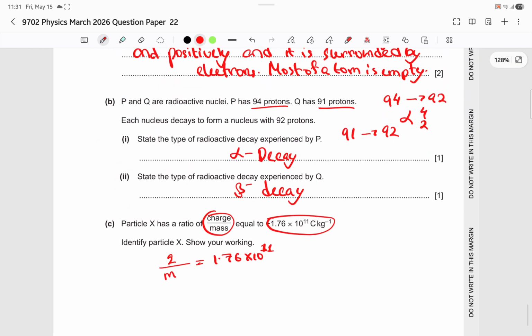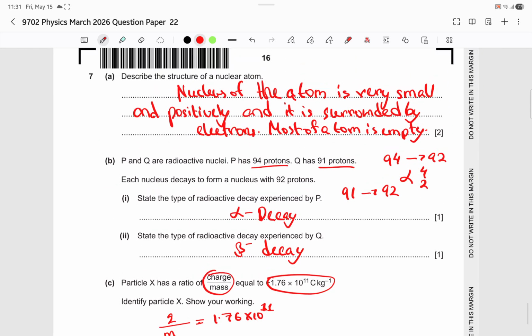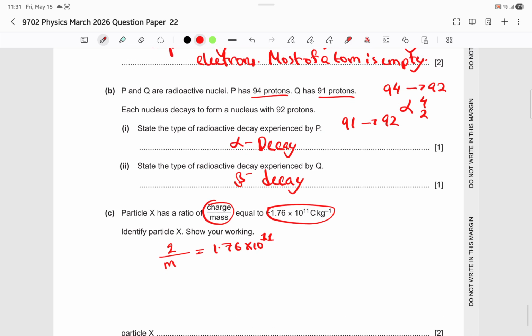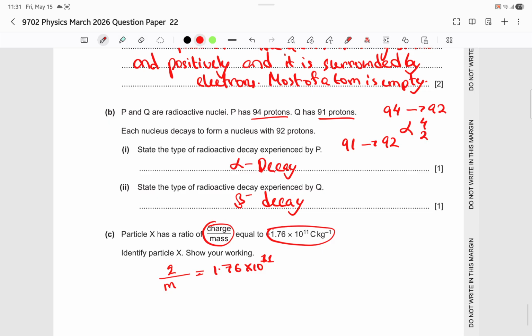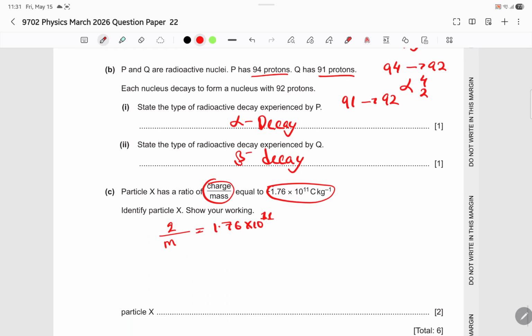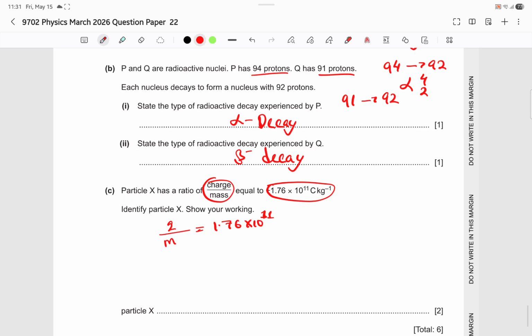What is particle X? Okay, this seems a bit tricky. Since P and Q are nuclei, each was decayed. One is alpha decay, another is beta minus decay. And particle X, we don't know anything about it. We do know its charge is this.